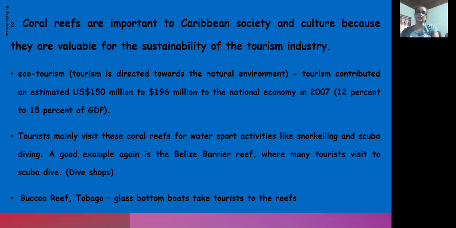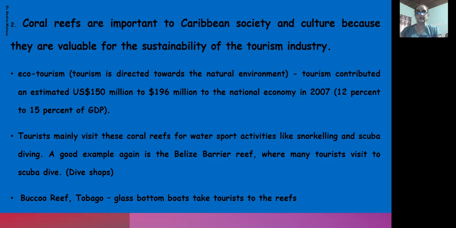So things like snorkeling and scuba diving. Okay. And again, the best example is the Belize Barrier Reef, where many tourists visit to scuba dive. And you can mention that you have dive shops that are located in those areas. Another example could be the Buccoo Reef in Tobago. And you can talk about the glass bottom boats that take tourists to the reef.